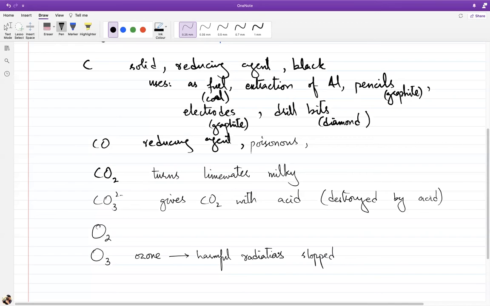Another problem with this is that it causes photochemical smog. Remember last year there was a big issue in Lahore. So photochemical smog is caused by ozone.